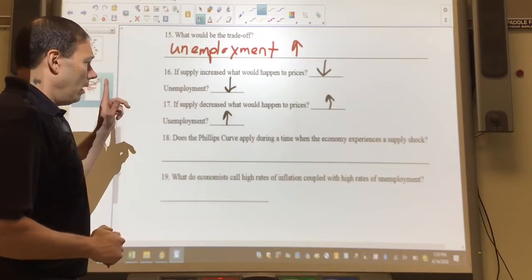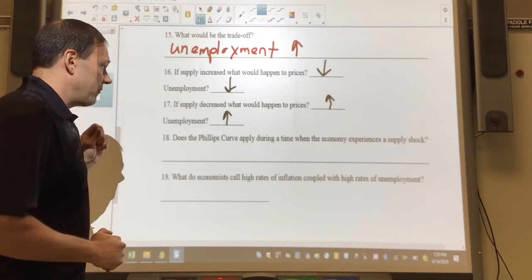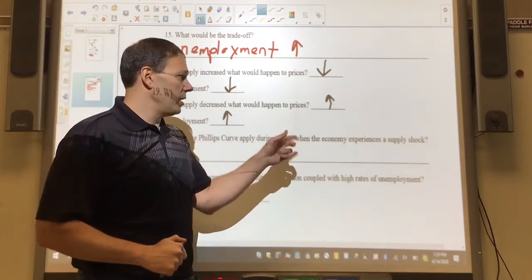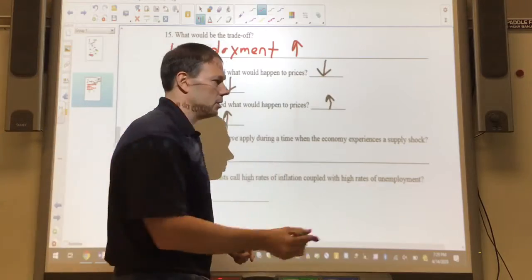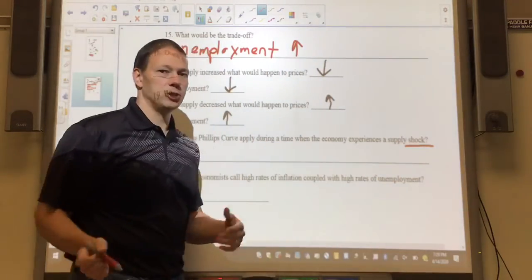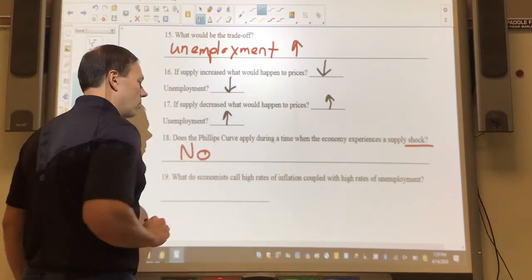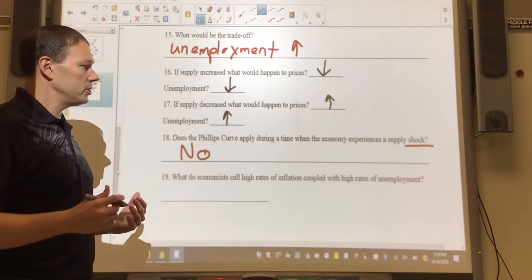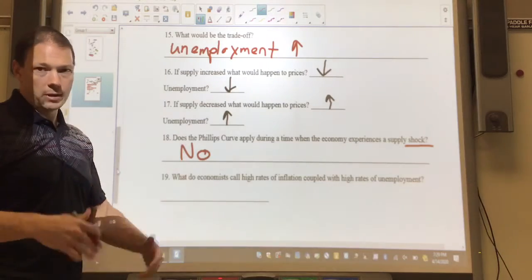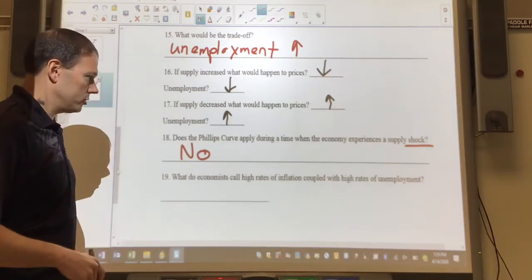Now, question number 18, does the Phillips curve apply during a time when the economy experiences a supply shock? Shock is a fancy way of saying supply shifts. The answer, no, it does not. Okay, there is no relationship when supply shifts between inflation and unemployment. It does not go inverse.